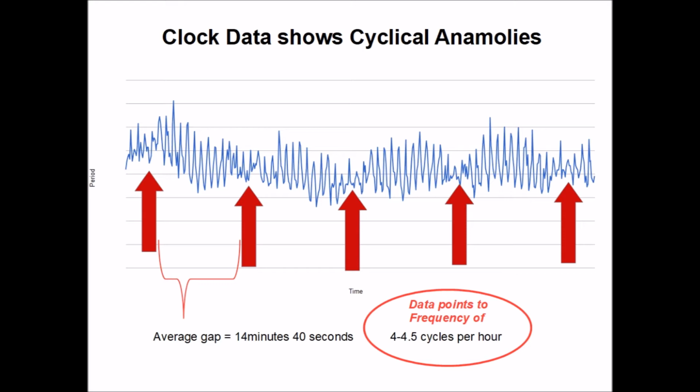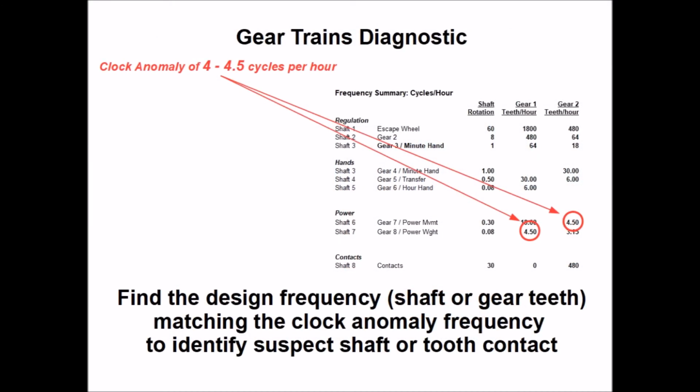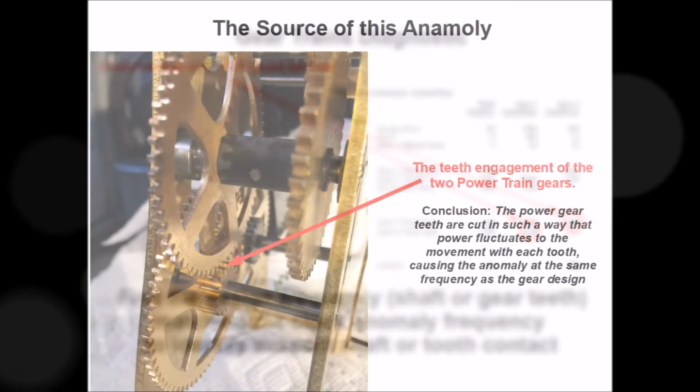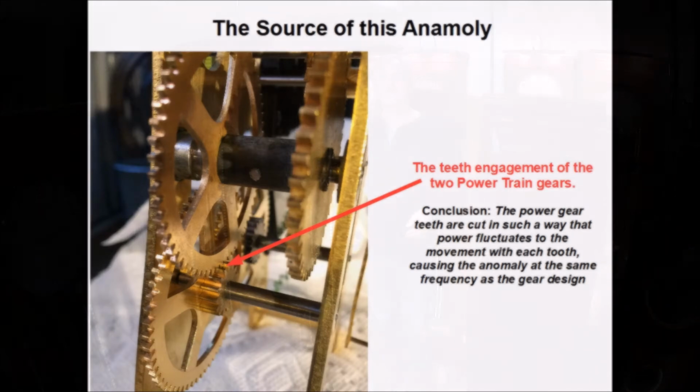If we measure the gaps, we see that they're occurring every 14 minutes and 40 seconds, or approximately 4 to 4.5 times per hour. We can find the design frequency that matches that clock anomaly of 4 to 4.5 cycles per hour. The source of the frequency is the contact point between 2 specific gears. We can identify the exact location in the movement that's causing that fluctuation. Turns out it's 2 teeth in the power trains that were cut a certain way to cause that fluctuation.